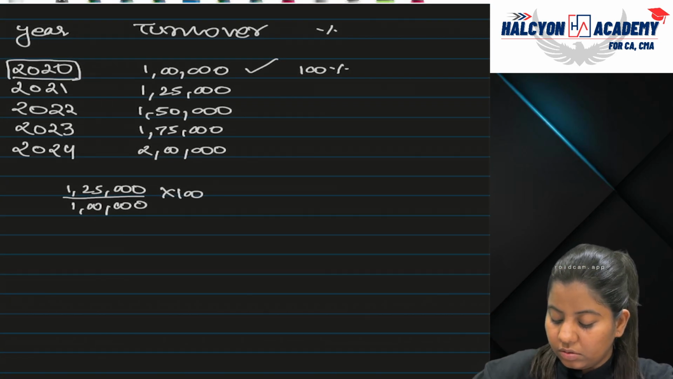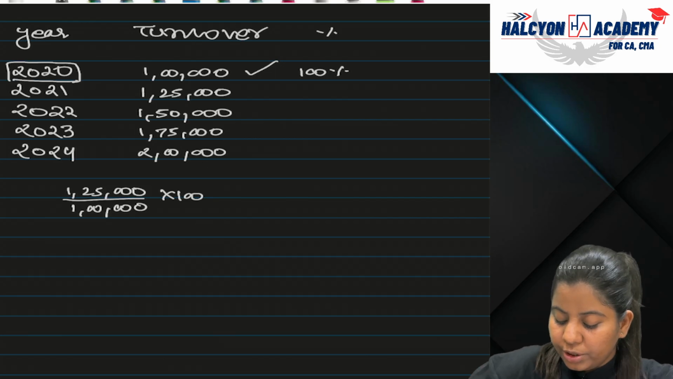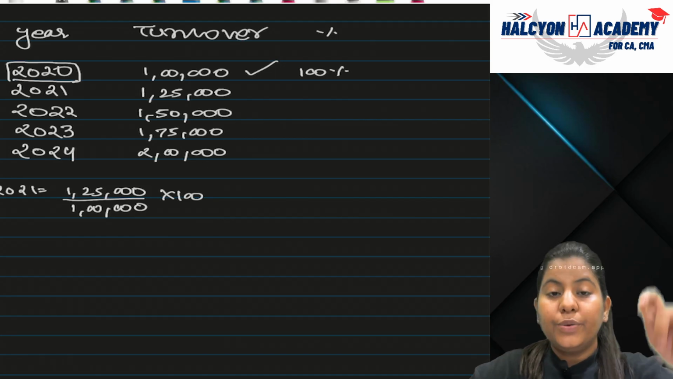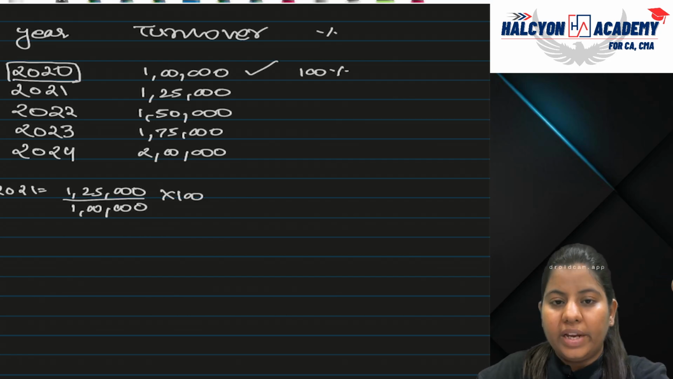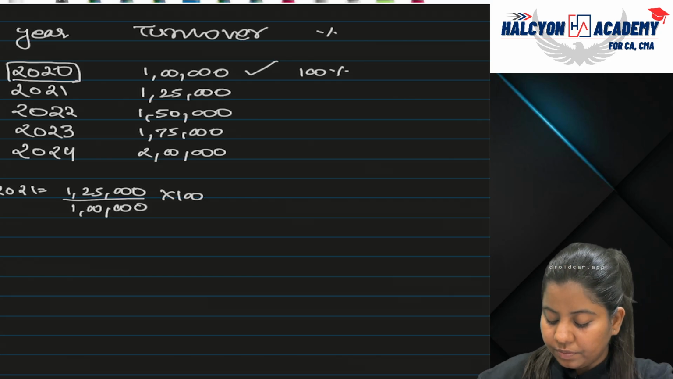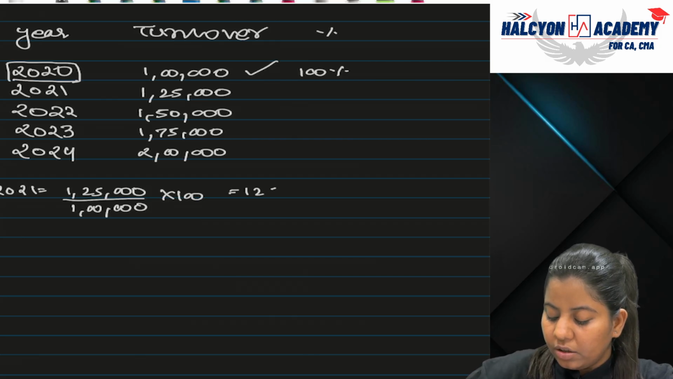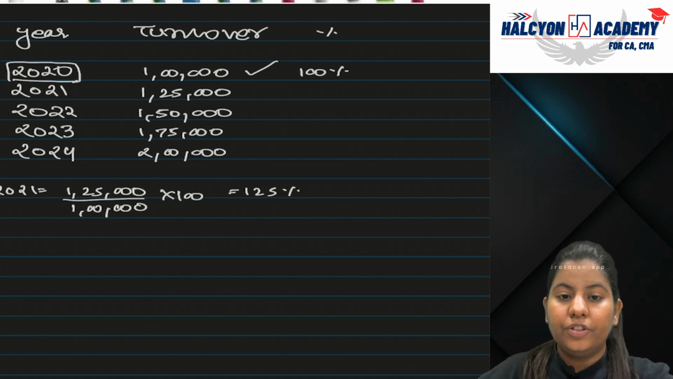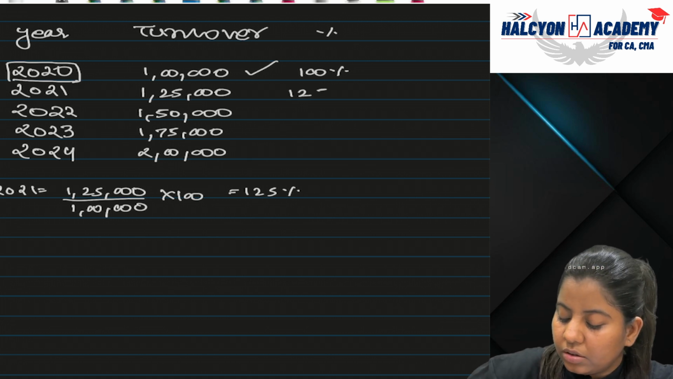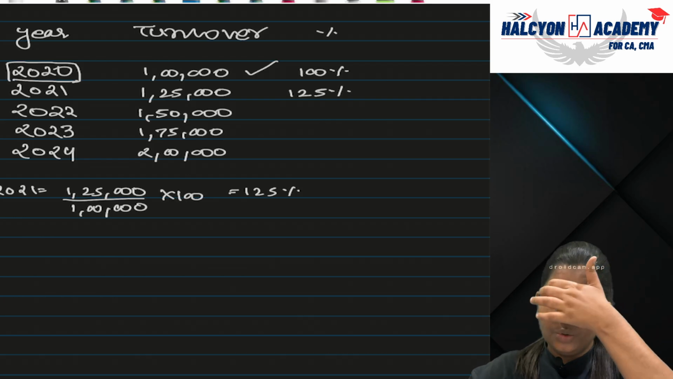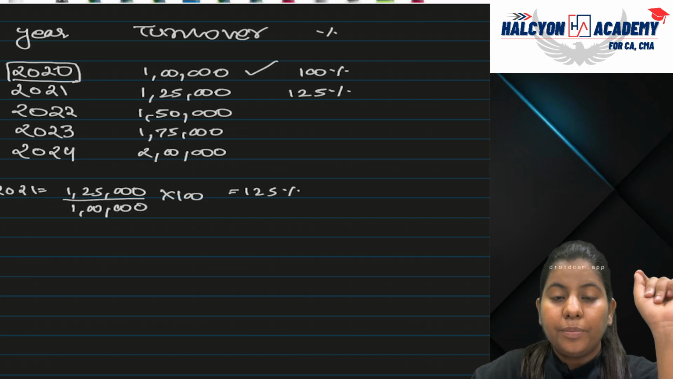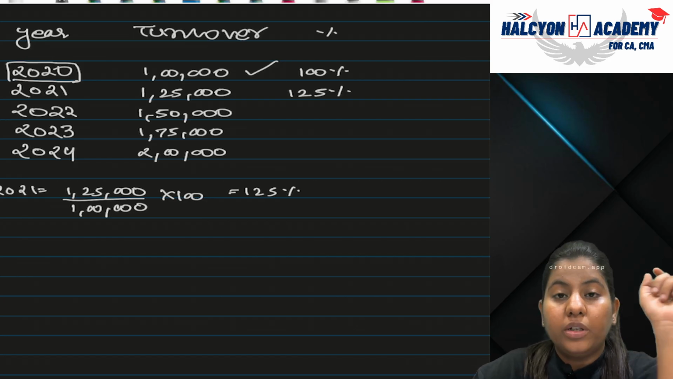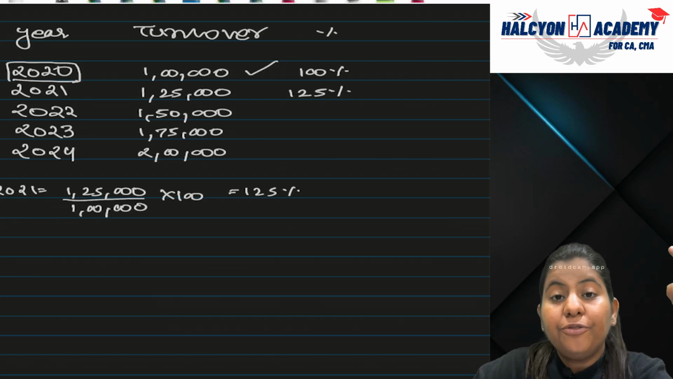Then for 2021, 1,25,000, the amount of 2021, divided by 1 lakh, which we have taken as base, into 100. So it will be 125%. So the turnover in 2021 is 125%. That means there is a growth of 25%.